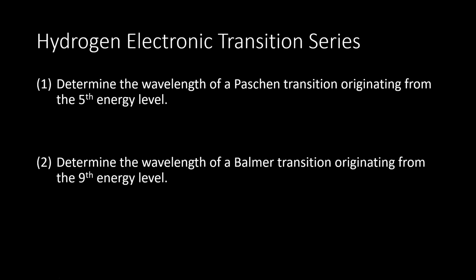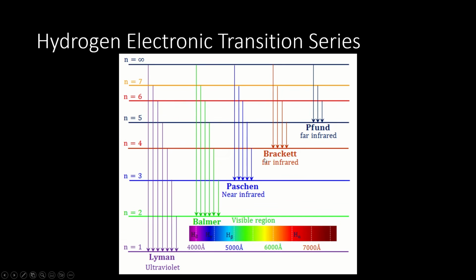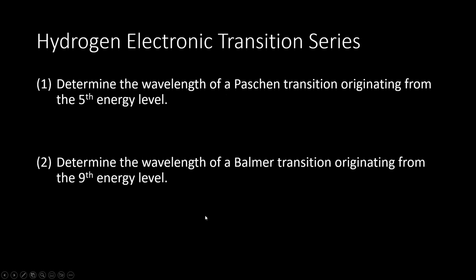So as sample problems, let's say for question 1, determine the wavelength of a Paschen transition originating from the 5th energy level. And question 2, determine the wavelength of a Balmer transition originating from the 9th energy level. Well, Paschen tells us that our final energy level is 3. Balmer tells us that our final energy level is 2.